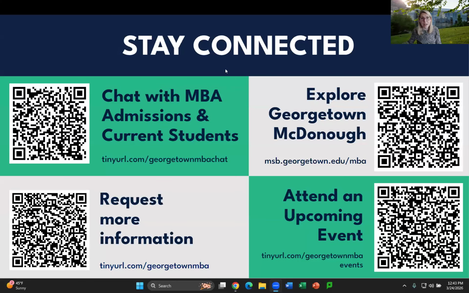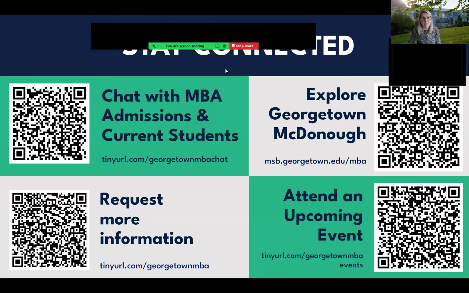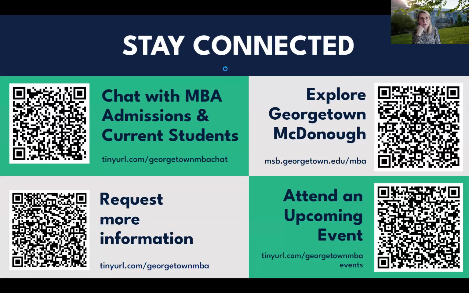And lastly, I'm going to stay on this page while I go through your questions. And these are QR codes of ways to continue to connect with us. So the top left, unless it's mirrored on your screen, is the chat with MBA admissions and current students. That'll take you to a chat page where you can text chat with a variety of people. You'll see profiles, pictures, so that you can choose who to chat with based on your preferences. The one beneath that is where you can download our brochure, so request more information.